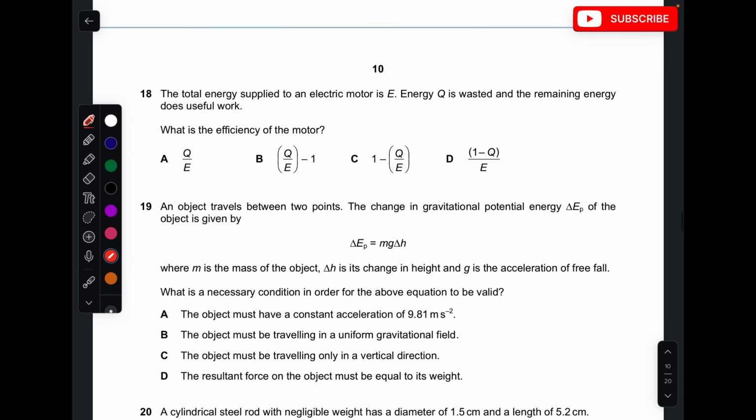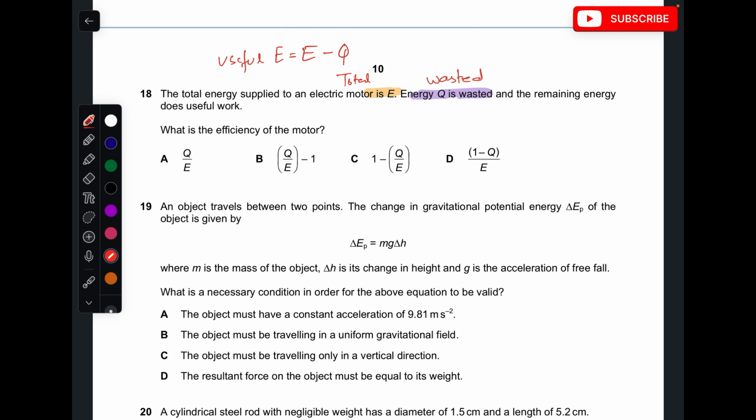Moving forward, question 18. In question 18, the total energy supplied to an electric motor is E. Energy Q is wasted and the remaining energy does useful work. What is the efficiency of this thing? So what we have to look at, this is the total energy, and this is the wasted. So useful energy will be equal to E minus Q.